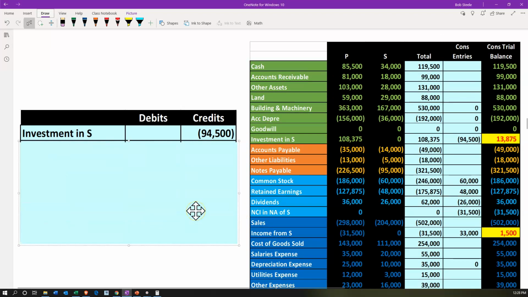So here is our journal entry. I'm going to start off with the investment account, even though I don't want to calculate the number. I just want to post the investment account at this point, and we'll get back to that. Then we're going to remove the equity accounts. This is standard practice, right?